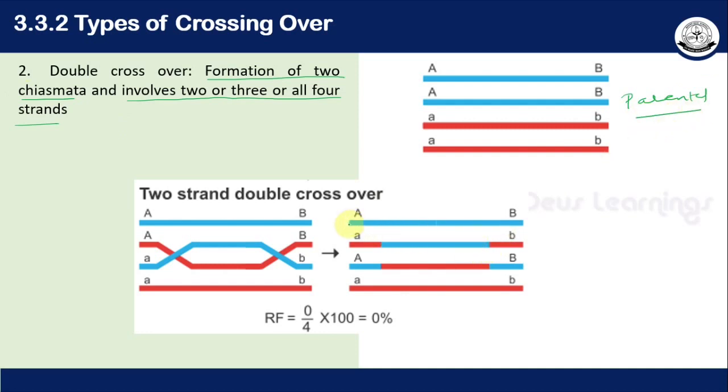So first, caps A caps B is there, so this is parental type. Then small a small b is there, so this is also parental type. Then caps A caps B is here, so this is also parental type.